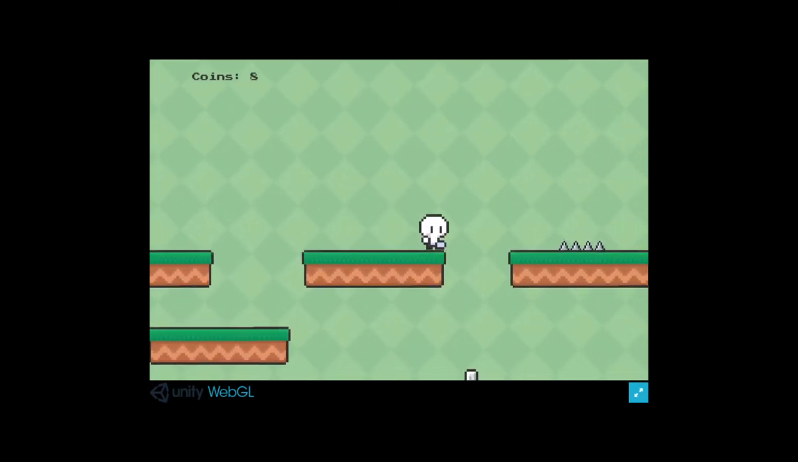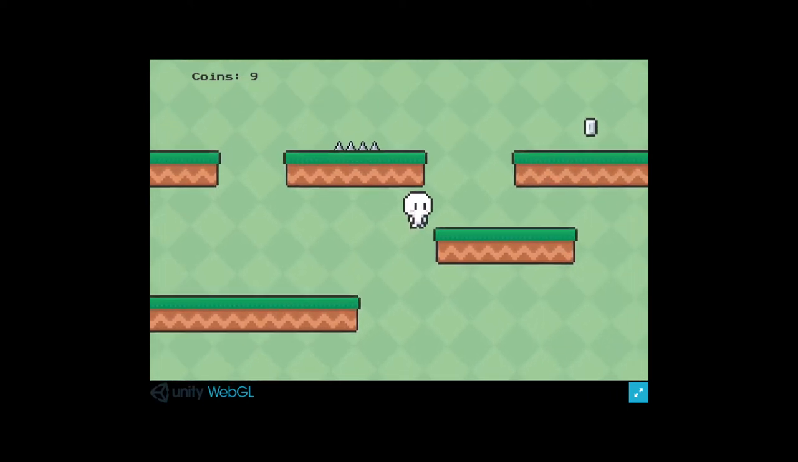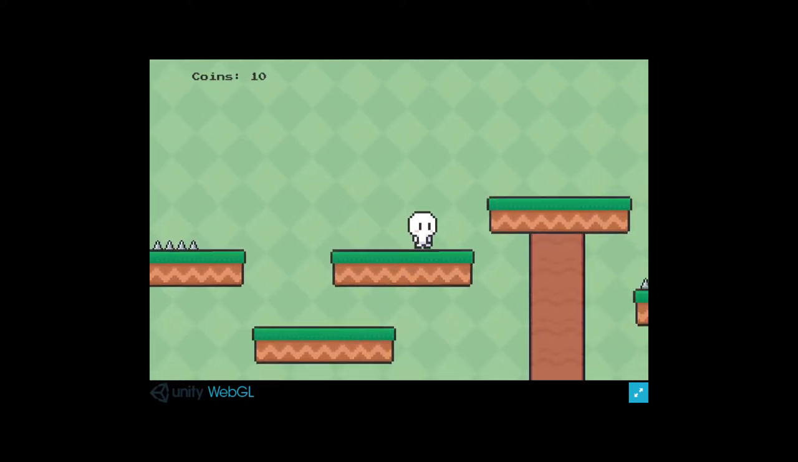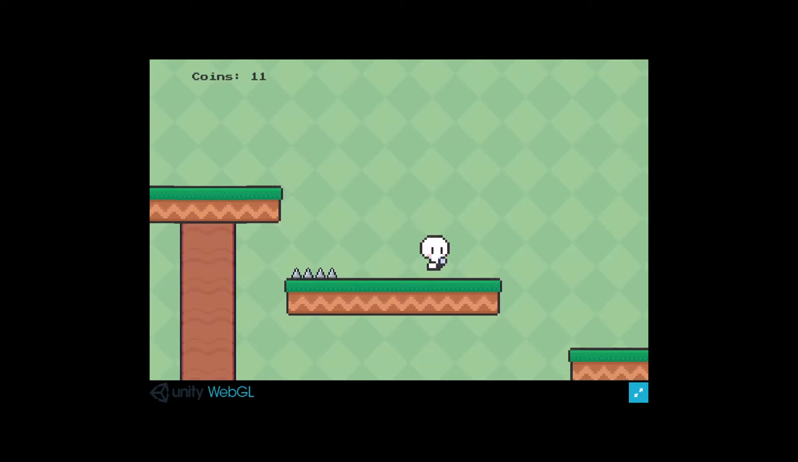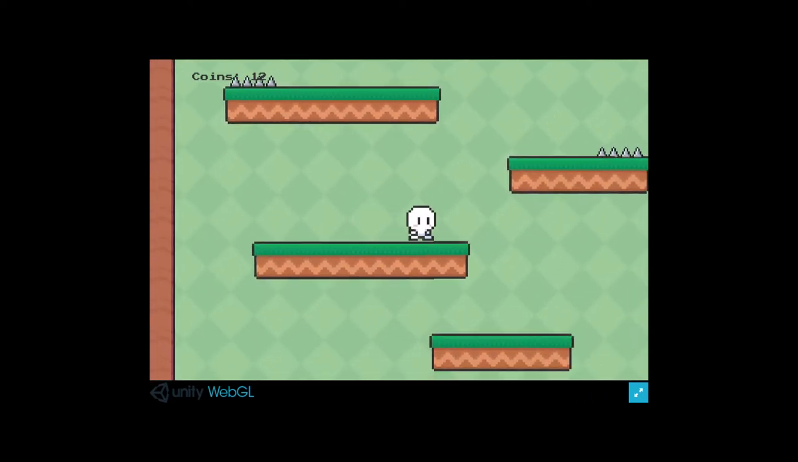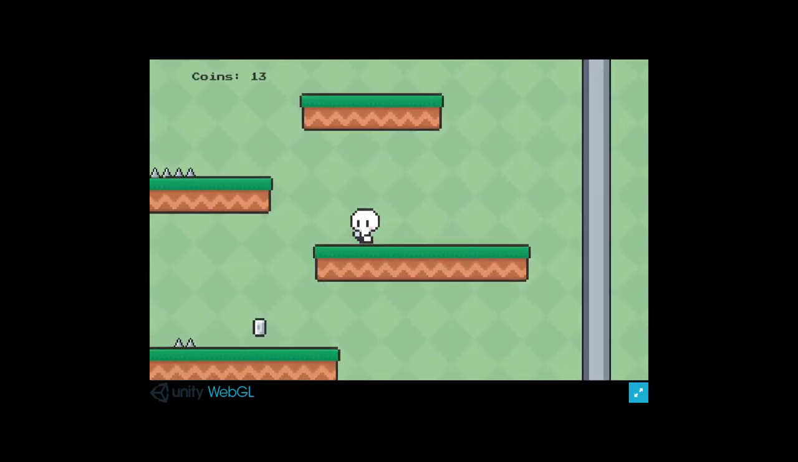In this level, there are many different secret areas where you can find coins, such as so. And when you reach here, you need to make sure that you don't fall into any spikes along the way.